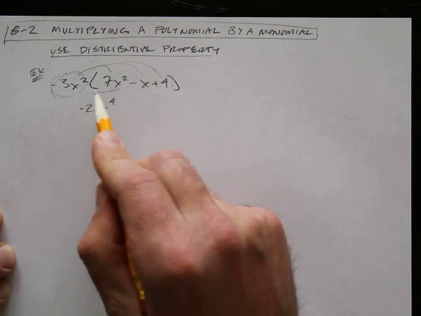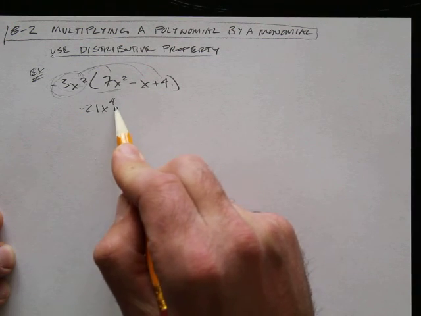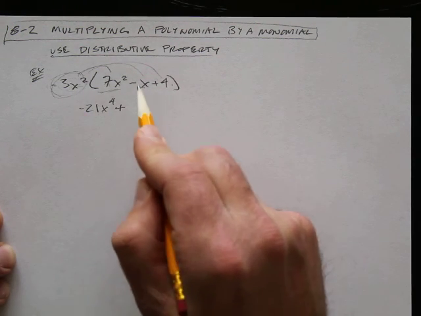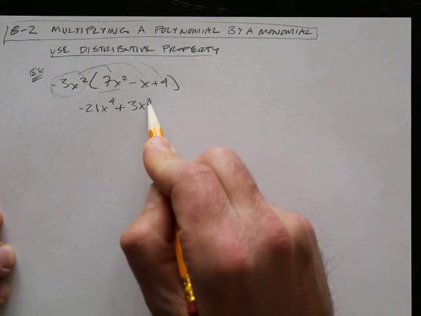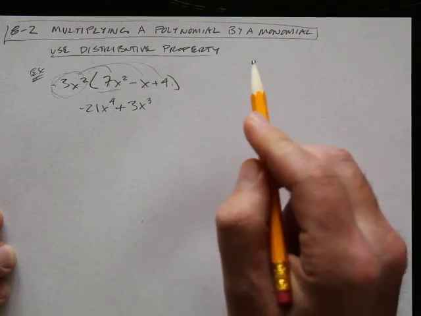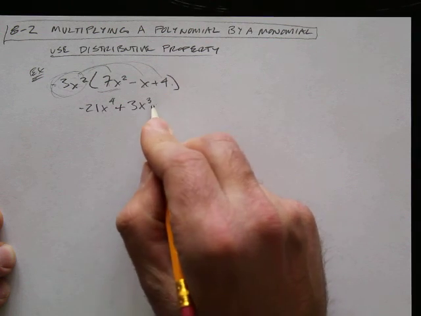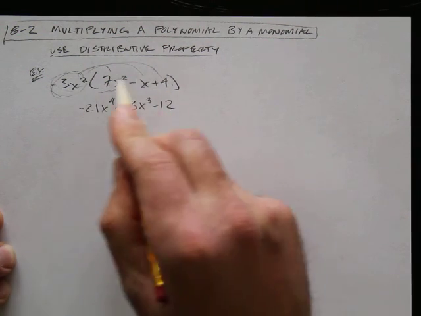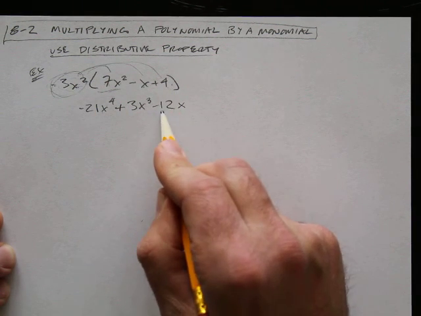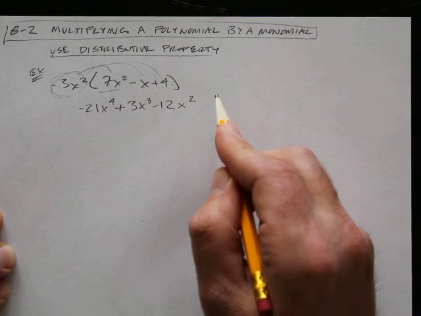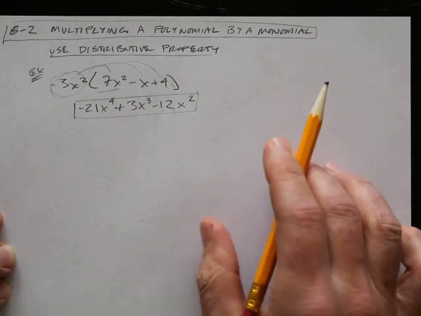Now, that one's done. So I'm going to now multiply negative 3x squared times negative x. Negative times negative is positive. And then 3. X squared times x to the 1 is x cubed. Remember, I'm adding the exponents. Now that one's all done. Negative 3 times positive 4 is negative 12. And then negative 3x squared times positive 4 is negative 12x squared. I keep that squared. And that is the answer for that one.